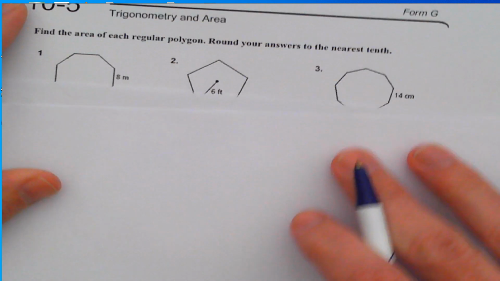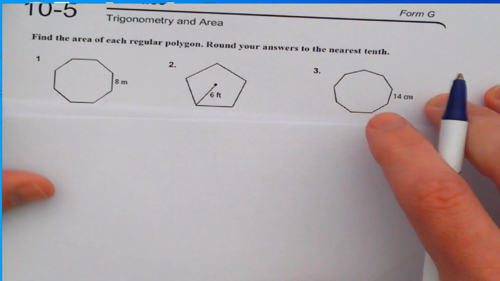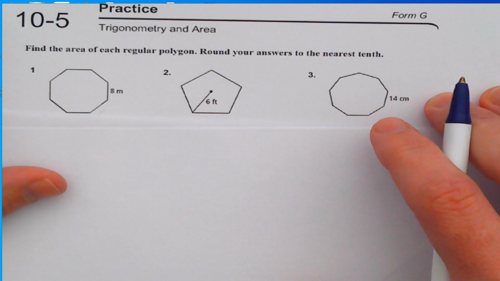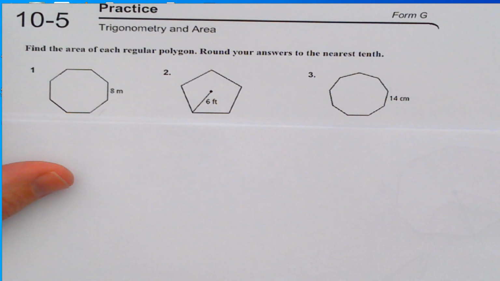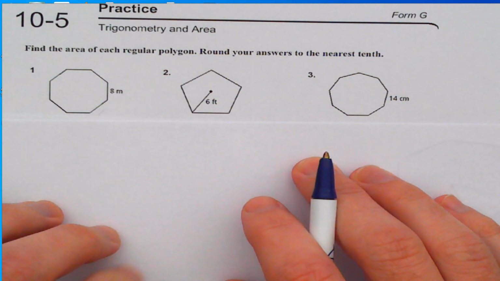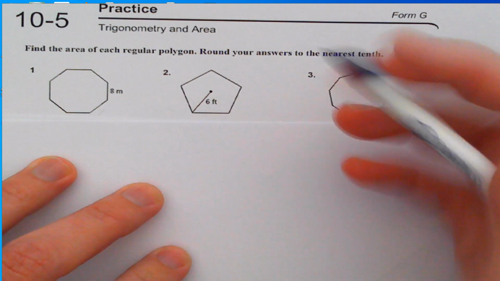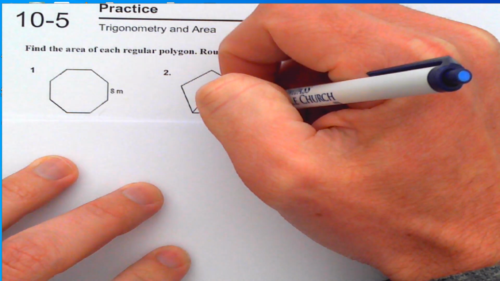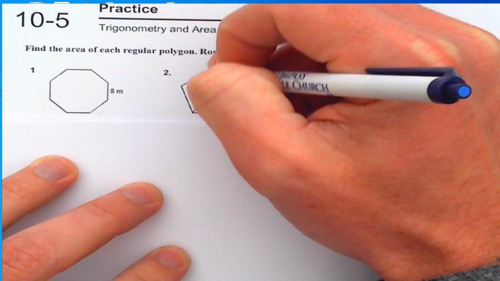So let's get in. We're back to regular polygons like we did in 10.3, but we are not going to be using special right triangles for this. We will be using only trigonometry. Okay, so we have a pentagon here. We're going to go ahead and draw in these little radii.